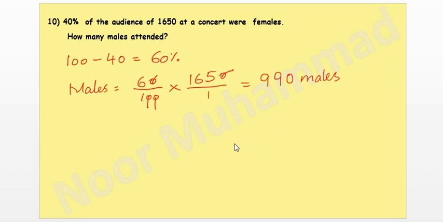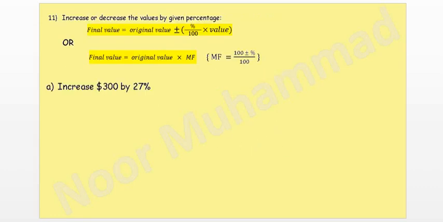So here is the answer, students. Let's solve. Now let's go to the next idea. Increase or decrease the values by given percentage. It means they have given you the value is $300 and they want you to increase this value by 27%. Now there are two methods to solve the same questions. For the first question, I will explain you both methods, but then it's up to you which method you like. You can go with that method.